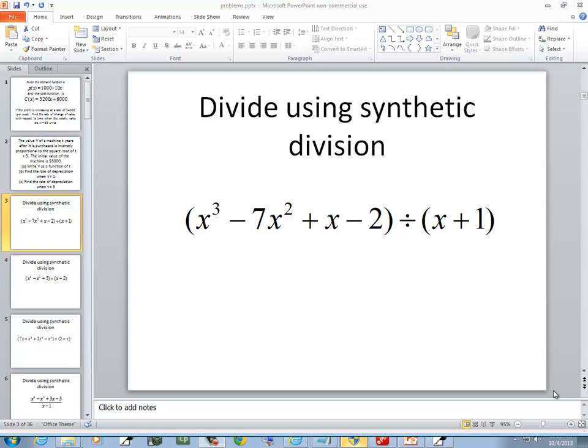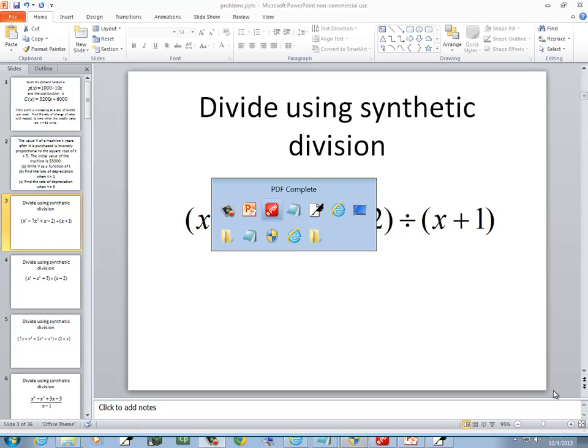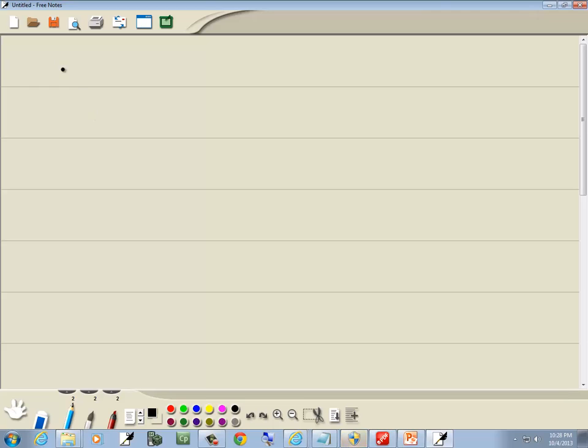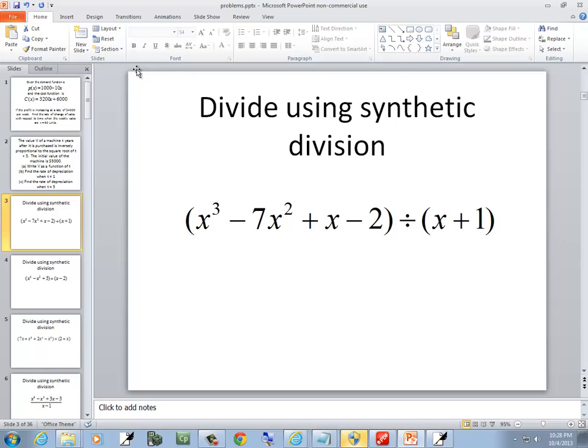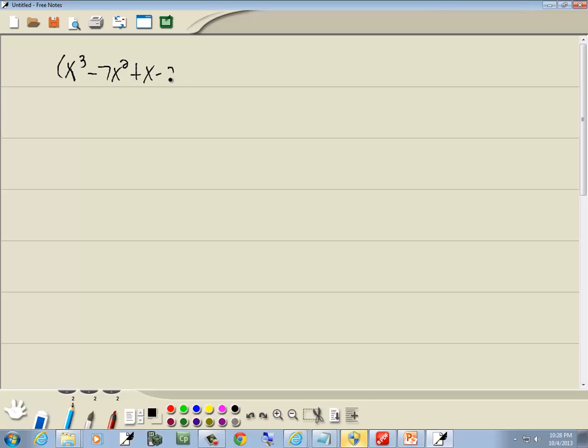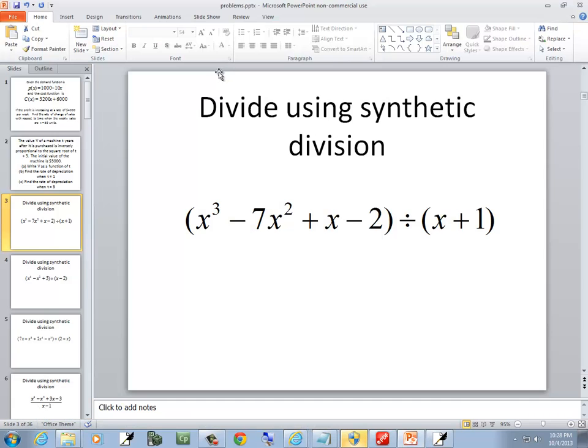In this problem, we want to divide using synthetic division. X to the third minus 7x squared plus x minus 2 divided by x plus 1.